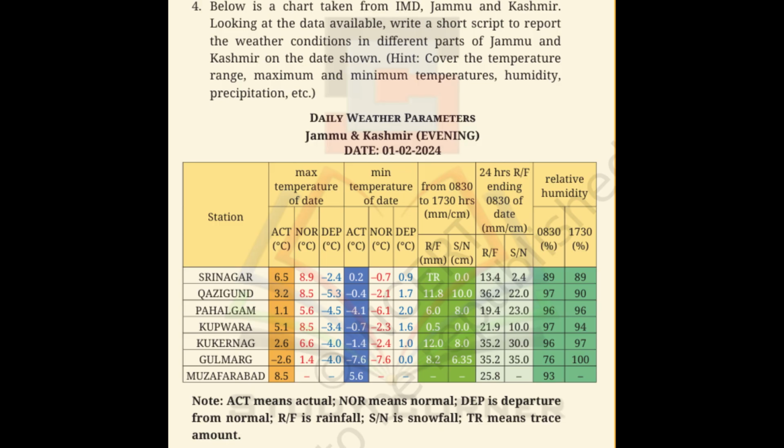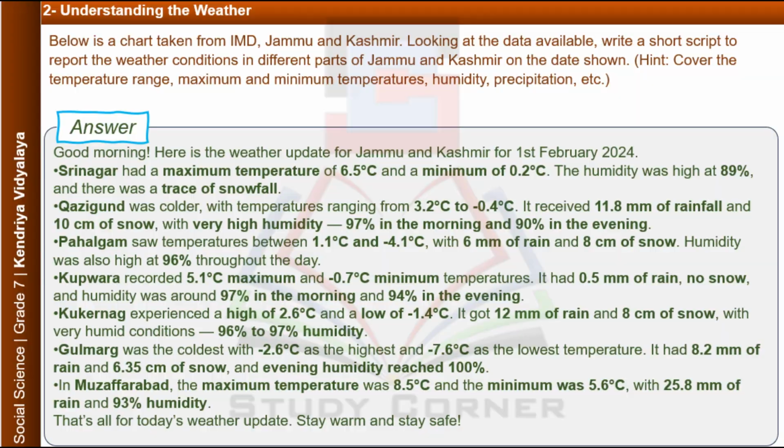Page number 43. Below is a chart taken from IMD, Jammu and Kashmir. Looking at the data available, write a short script to report the weather conditions in different parts of Jammu and Kashmir on the date shown. Hint: cover the temperature range, maximum and minimum temperatures, humidity, precipitation, etc. Answer: Good morning. Here is the weather update for Jammu and Kashmir for 1st February 2024.